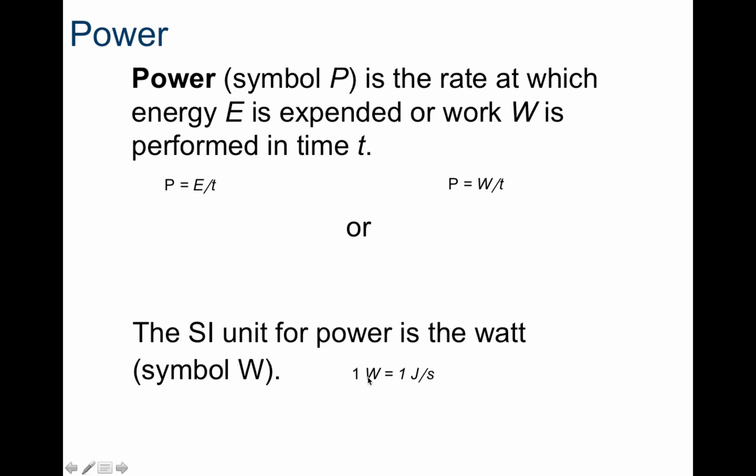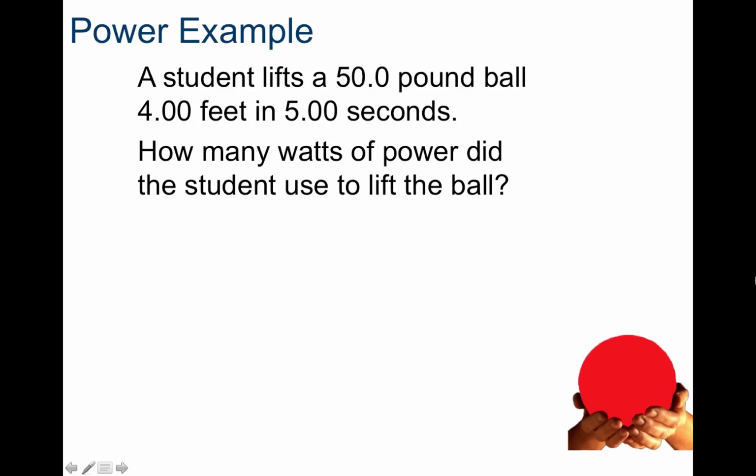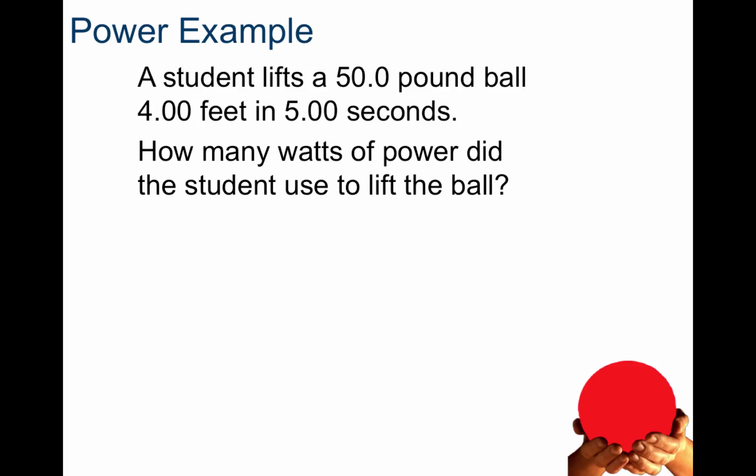So 1 watt, by definition, this is also something you should write down. I'm probably going to go back and tell you what you should write down. 1 watt is 1 joule per second. Remember, it's a rate, so it has to be something per some unit of time. So 1 watt is defined to be 1 joule per second. Electrical power: use electricity to do work, use mechanical energy to do work, fluid power, that's very nice. Oh, we get to actually study hydraulic and pneumatics systems. That'll be fun. All right, let's go back to that first example.